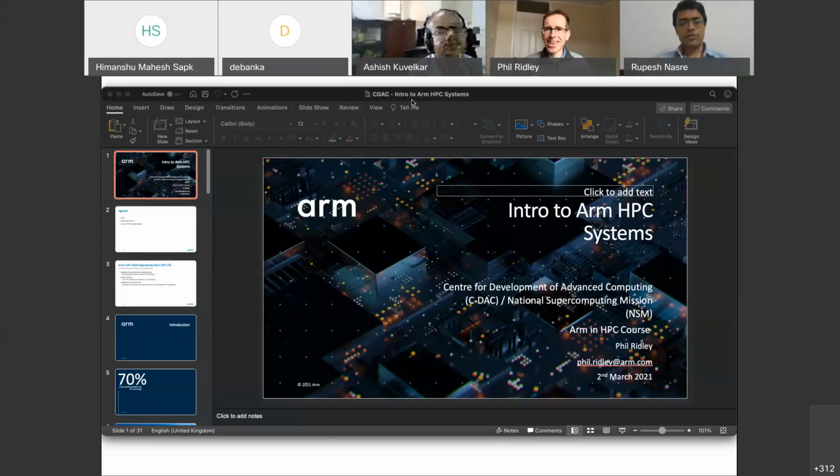So before we begin, let me introduce Phil formally. Phil Ridley is based in the UK. He works in a team of applications performance engineers, which form part of ARM's overall involvement in HPC. This team consists of 2 based in the UK, 2 in France, and 3 in the US. Each member specializes in their own particular applications domain, including computational fluid dynamics, climate, oil and gas, and the physical sciences. The main aim of this team is to help people get the best out of ARM-based HPC hardware.